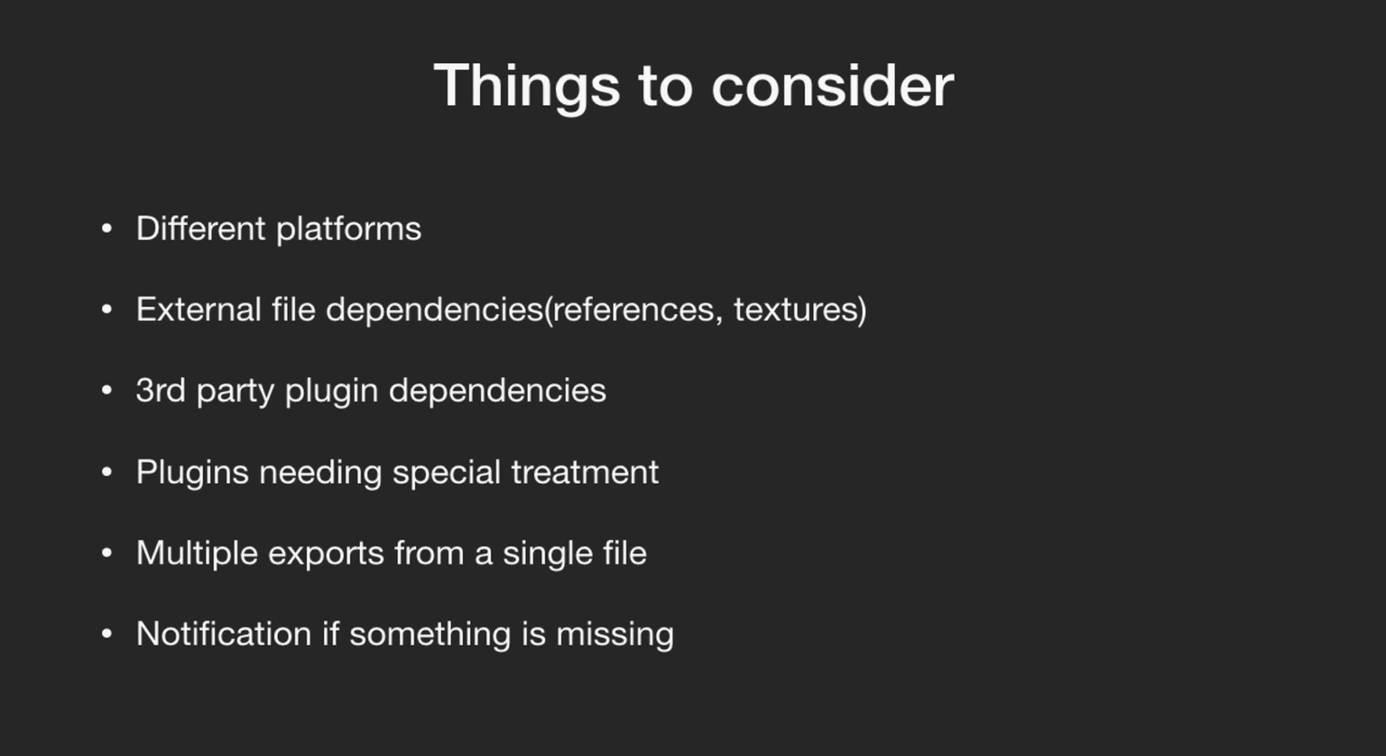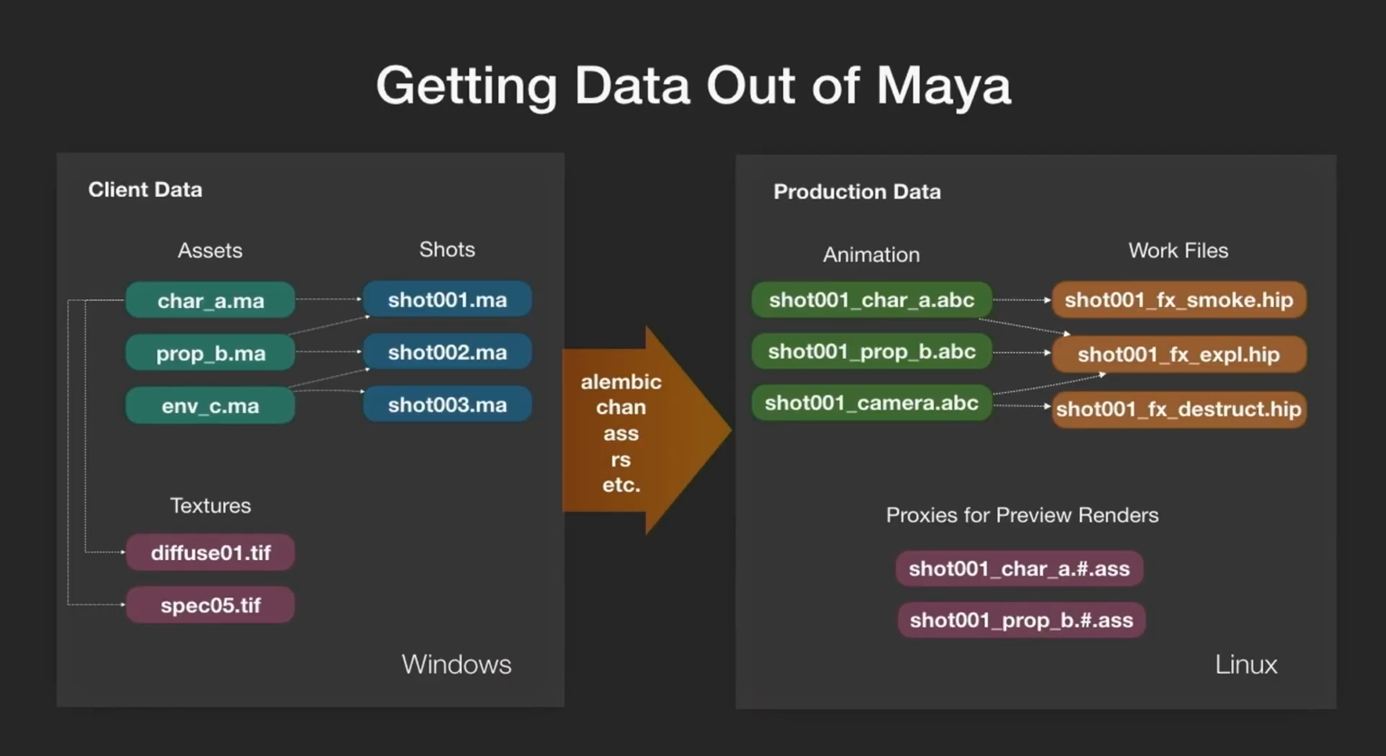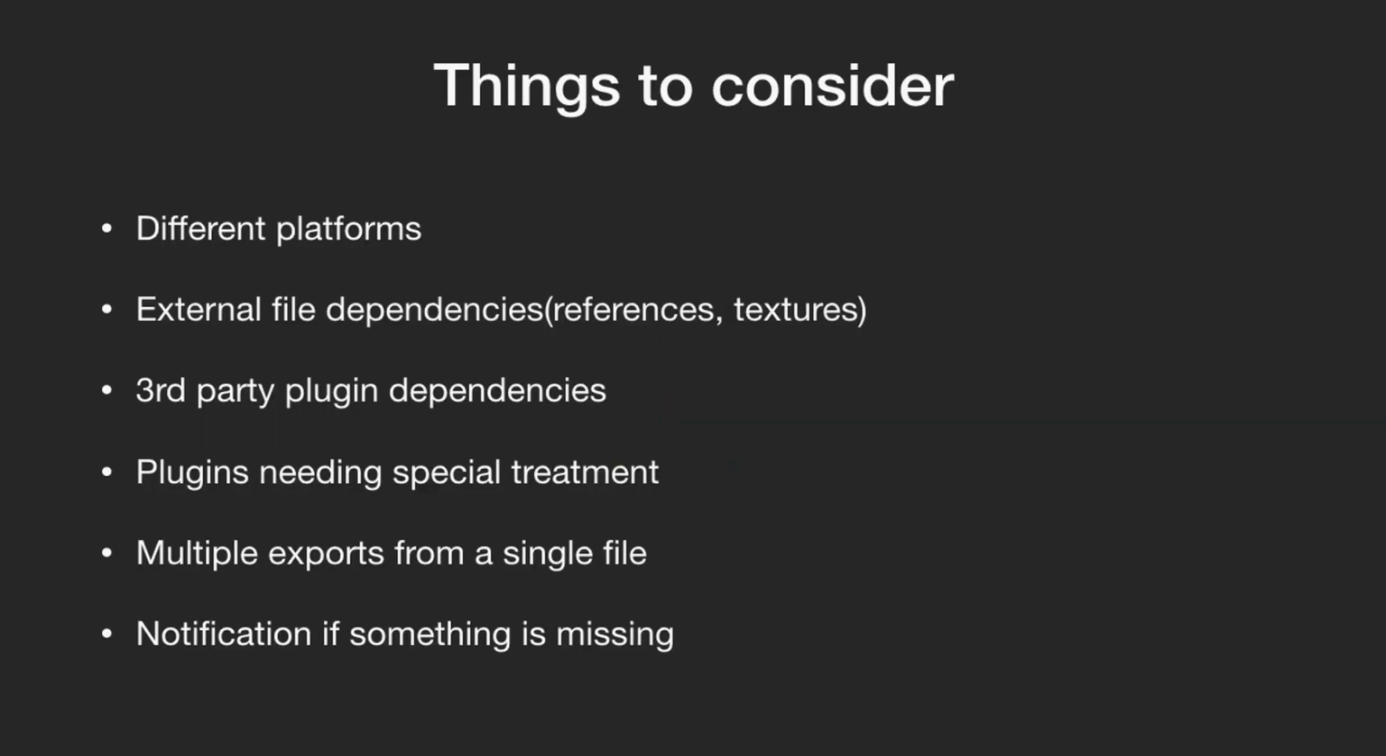Also, multiple things need to be exported from a single file. For instance, one shot could have a few characters, a few props, maybe an environment, fur, and whatnot, and those need to be exported into different files and different file formats. And if something is missing, we need some way to notify that.